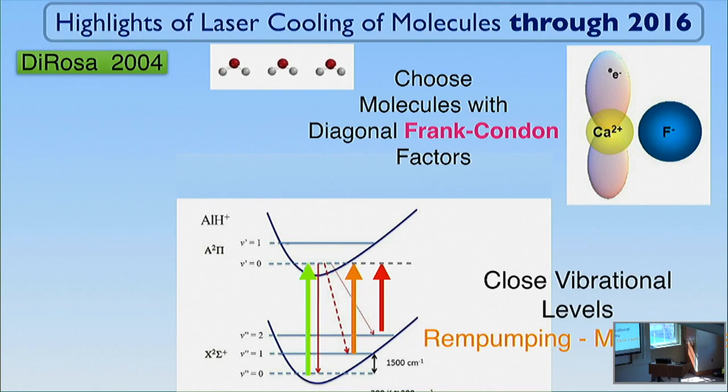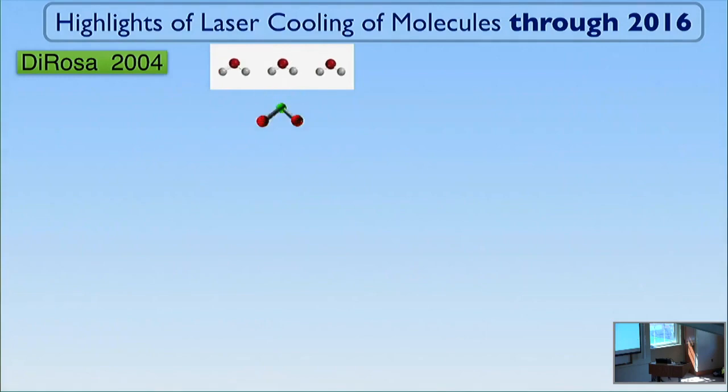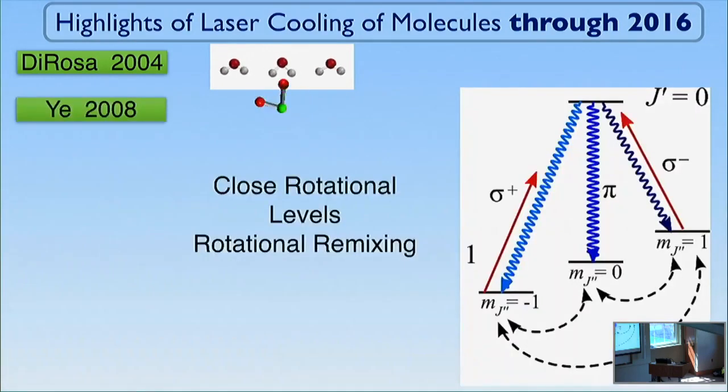But for a certain class of these molecules, like calcium fluoride, the Franck-Condon factors are highly diagonal, and it only goes into these other states very rarely, and that means you can apply just a couple of laser frequencies to drive it back into this state and put it back into the cycling transition. So DeRosa pointed this out for a number of diatomic molecules, including calcium fluoride.